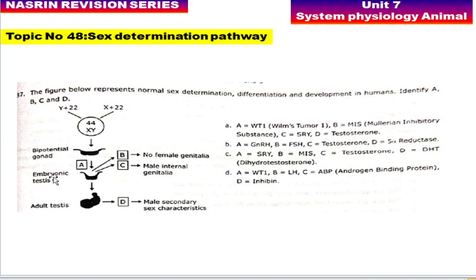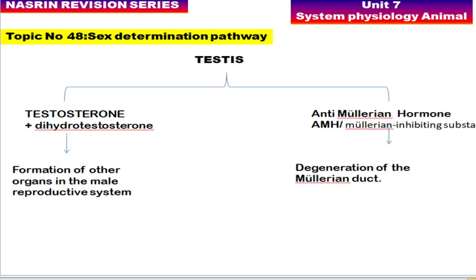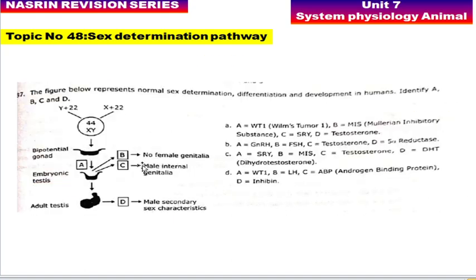Next, this is one question that has been asked, you can easily answer, friends. The bipotential gonad will be converted into embryonic testis only when the SRY gene is present. Which particular component is responsible so that no female genitalia will be formed? Again MIS, Mullerian inhibiting substance, also called anti-Mullerian hormone. Only in the male will this MIS be activated. Next, testosterone is involved in forming male internal genitalia in the embryonic testis. Which component in the adult testis is responsible for forming male secondary sex characters? Again you should know it is dihydrotestosterone.